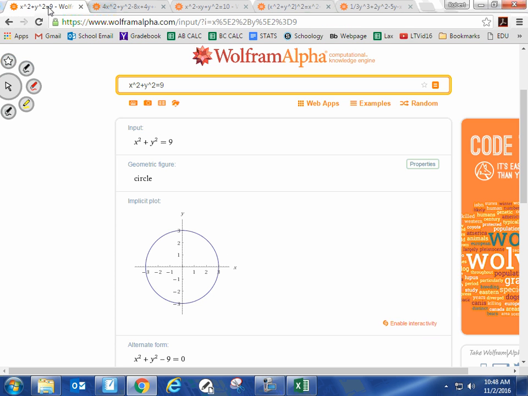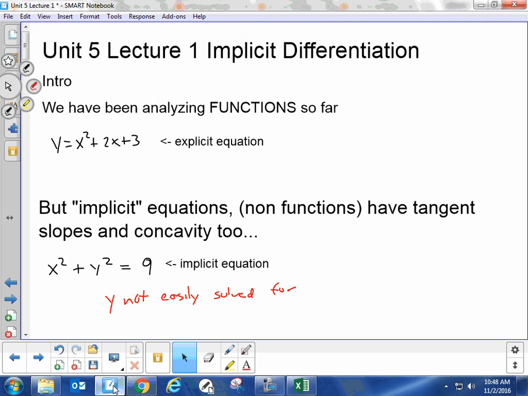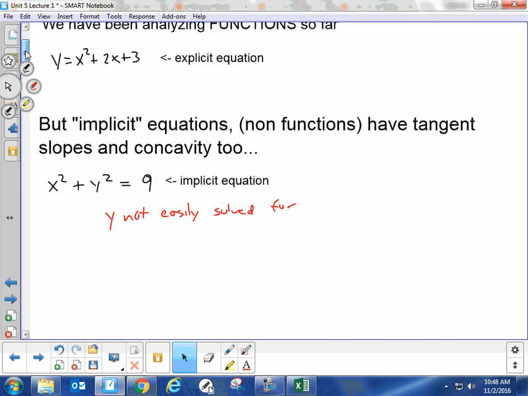We won't have to graph them. That's actually less important now. Graphing is actually the hard thing to do, but we will be able to find equations of tangent lines, examine concavity, et cetera, et cetera. Now, how are we going to do that?